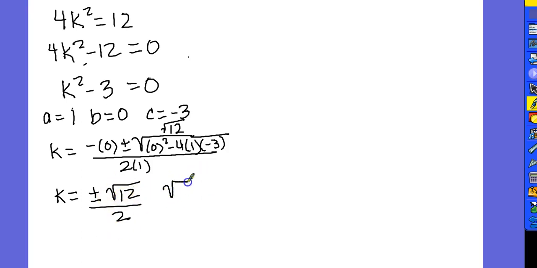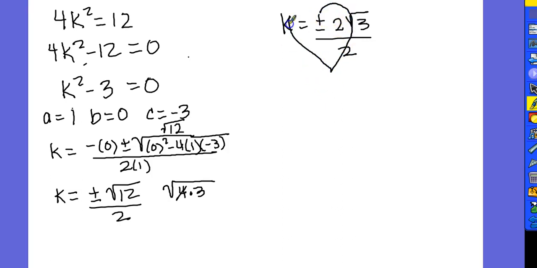What's the biggest perfect square in 12? So 4 times 3, square root of 4 is 2. So we really should have k is equal to plus or minus 2 square roots of 3 over 2. And that's still not simplified, because we've got to do this half of the love. We don't have that half, right? This is 0. So we should simplify all the way down to k is equal to plus or minus the square root of 3, because we can cancel those 2's.